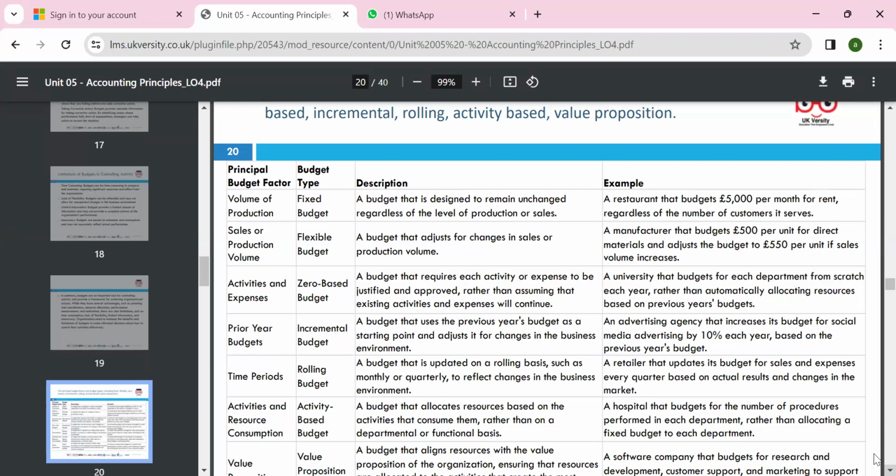Okay, sales or production volume budget is a flex budget. A budget can be adjusted for changes in the sale volume if you produce more. So if it was 500 per unit of direct material, you adjust the budget to 550 per unit as sale volume increases. If the sale volume increases, the budget can be increased accordingly.